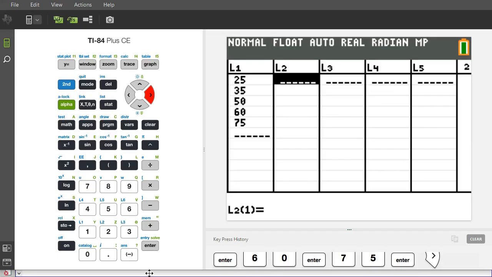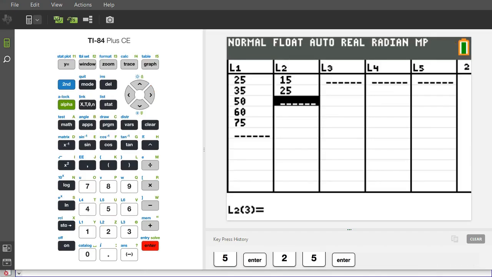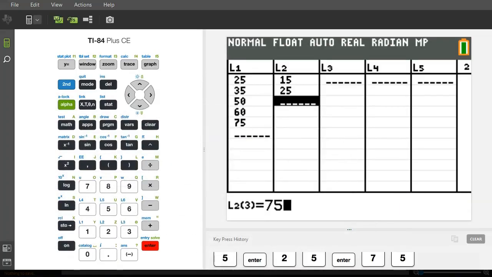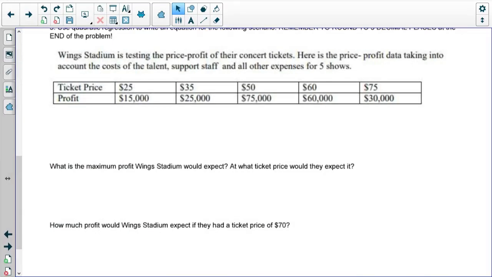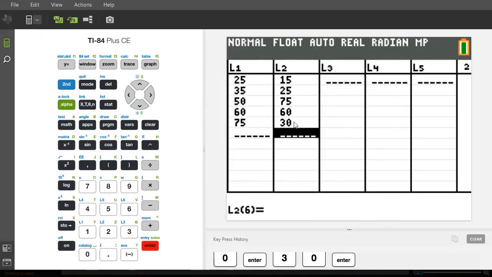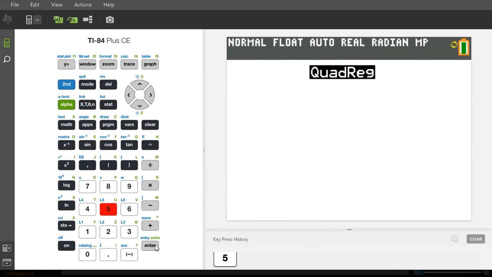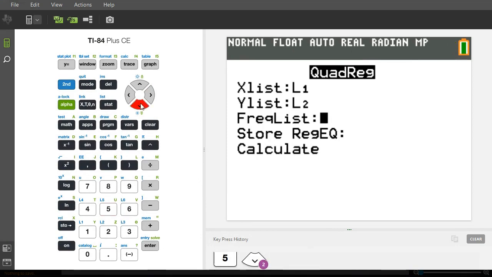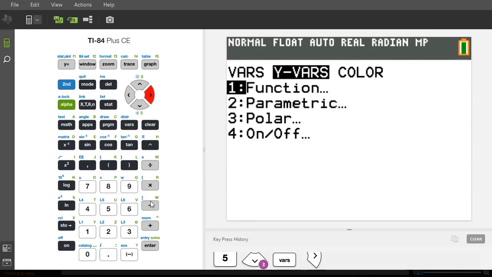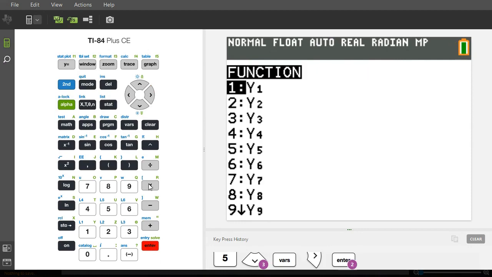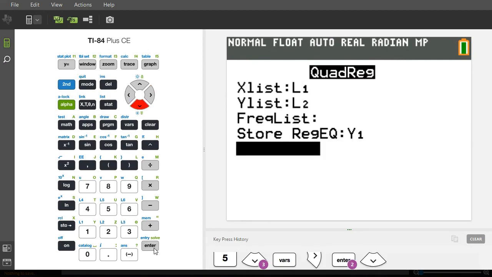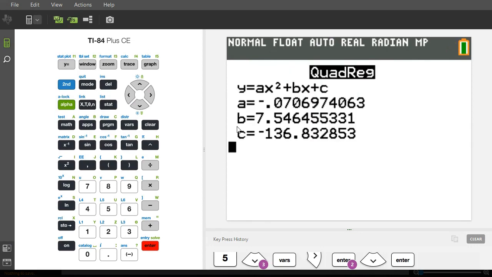So 15, 25, 75, 60, and 30. So that ends up being all of my profits, except I need to multiply the answer by 1,000 when I'm done. So I will calculate a quadratic regression for this. And then I'm definitely going to want to store this as my y1 so then I can mess around with it on the graph. So this ends up being my equation.